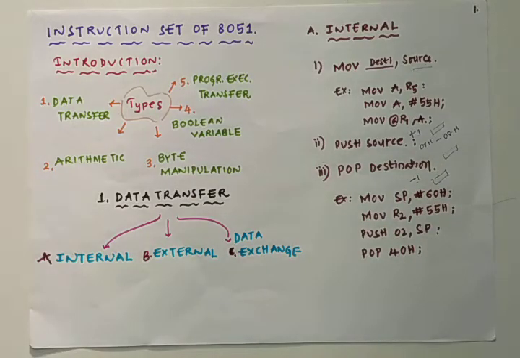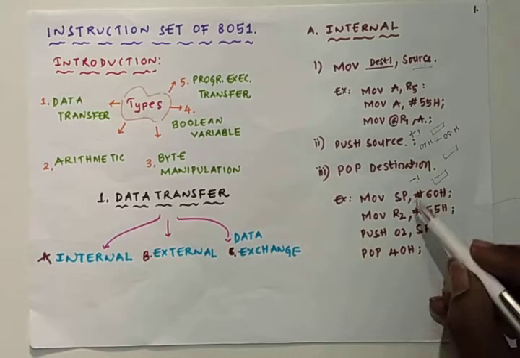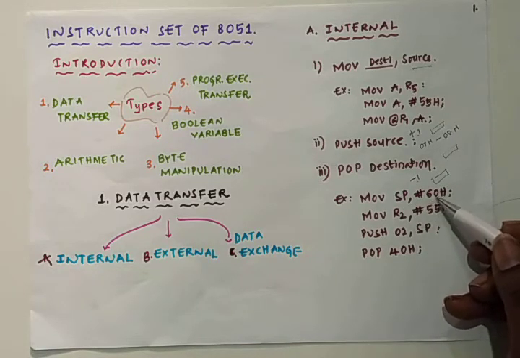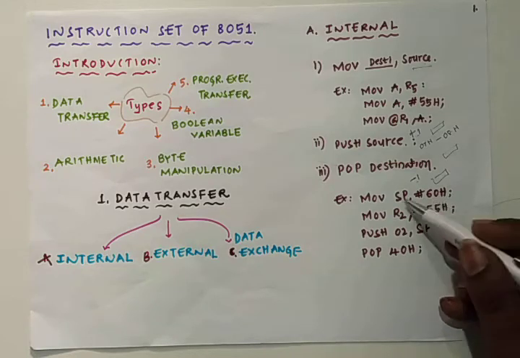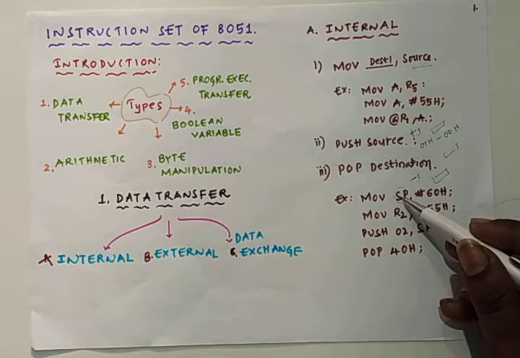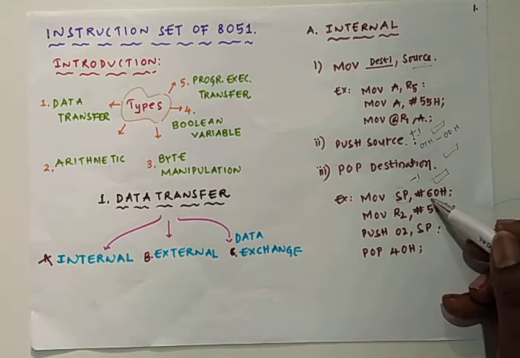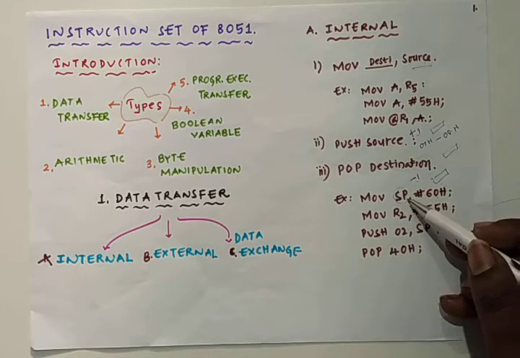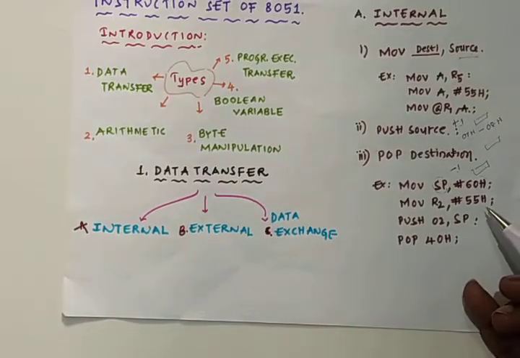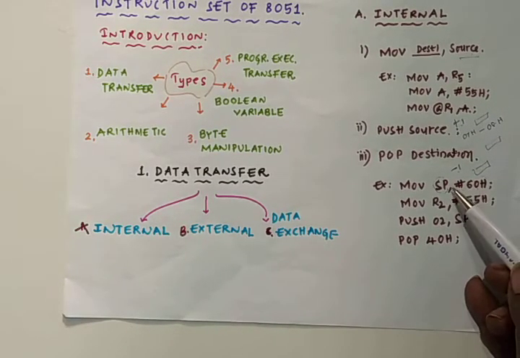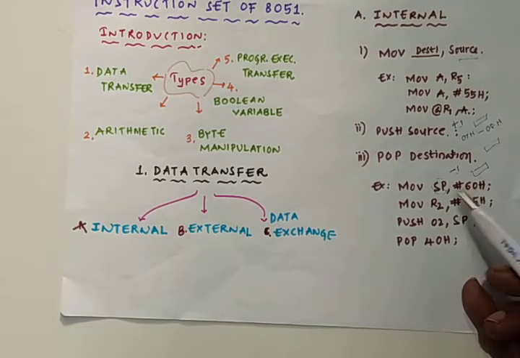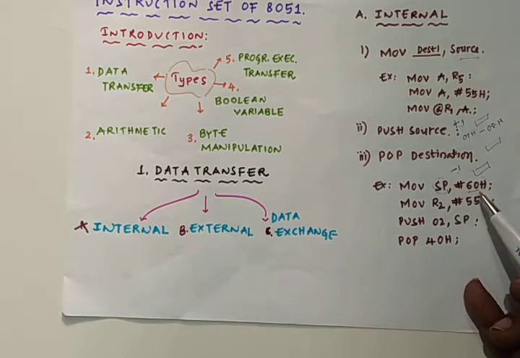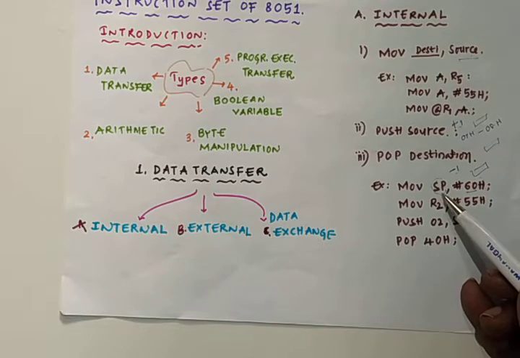Both together I will explain here. See this one: MOV SP, #60H. SP is the stack pointer register, an 8-bit register. This is the destination operand and this is the source operand. 60H will be moved into the destination register, the stack pointer register. So first, we set the stack pointer register address to 60H.